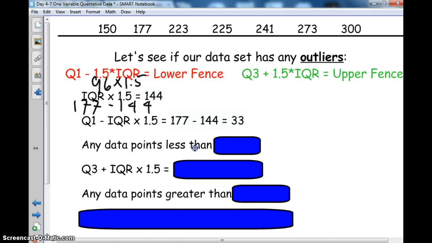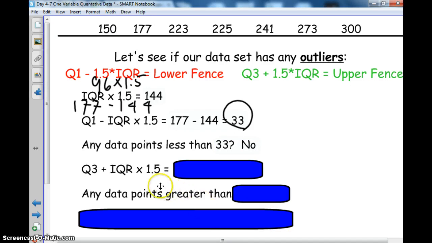So what you want to look at is the smallest data point. Is it below 33? No, it's not. So 150 is not going to be an outlier. Any points less than 33 would be outliers, so we can say no.